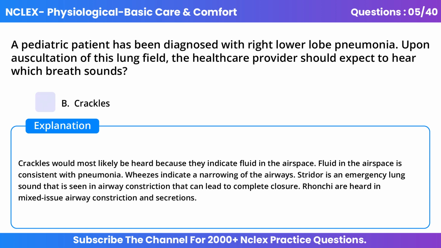Wheezes indicate a narrowing of the airways. Stridor is an emergency lung sound that is seen in airway constriction that can lead to complete closure. Rhonchi are heard in mixed tissue airway constriction and secretions.